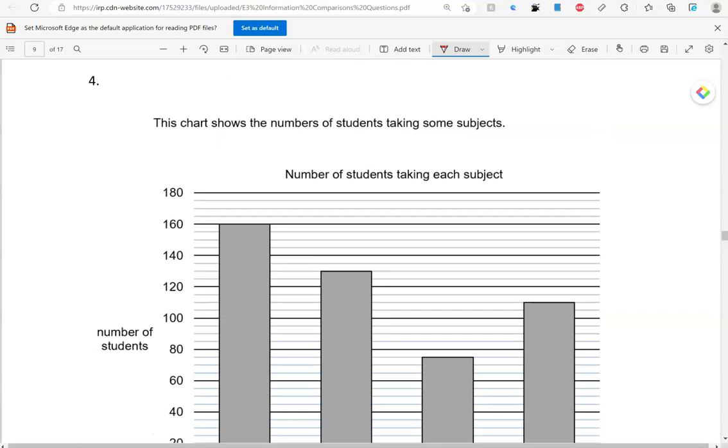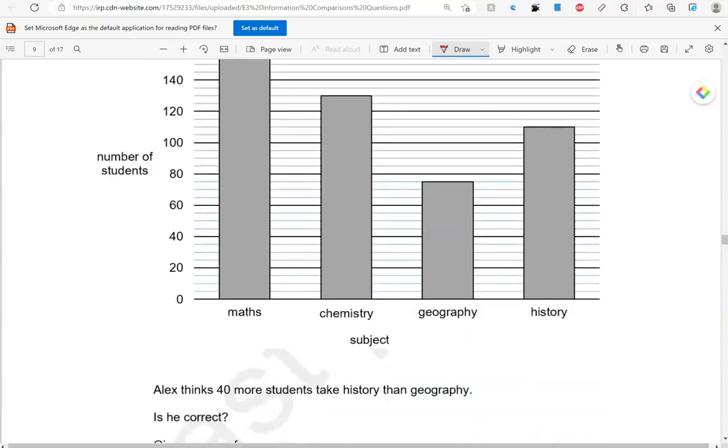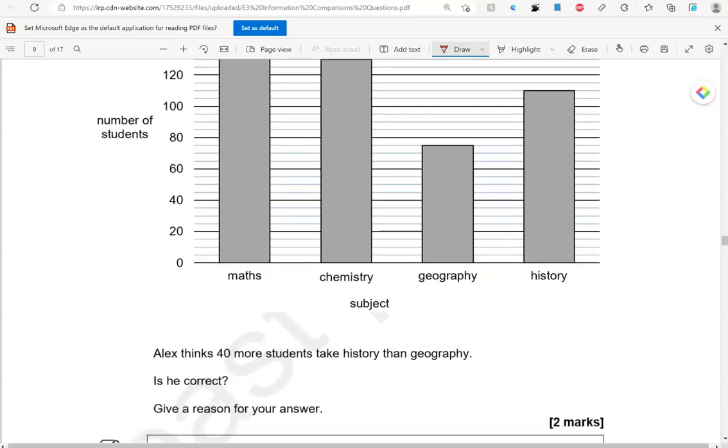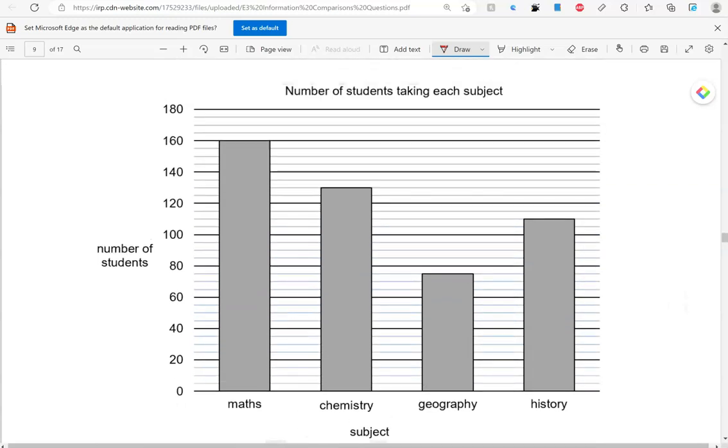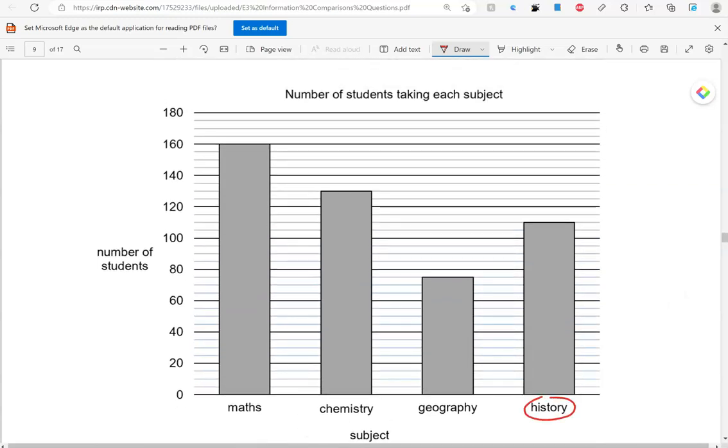This chart shows the number of students taking some subjects. Alex thinks 40 more students take history than geography. Is it correct? Give a reason for your answer. So we're comparing history with geography.